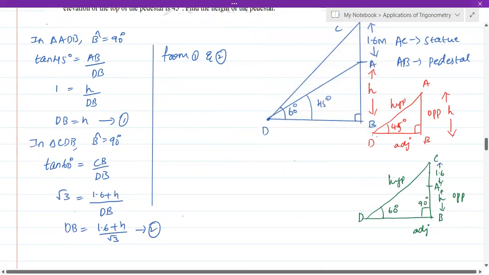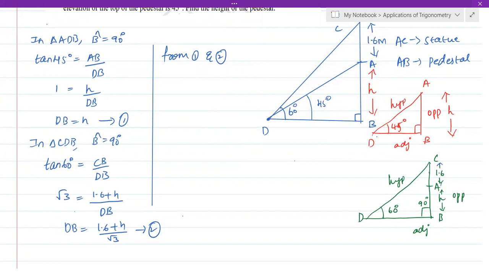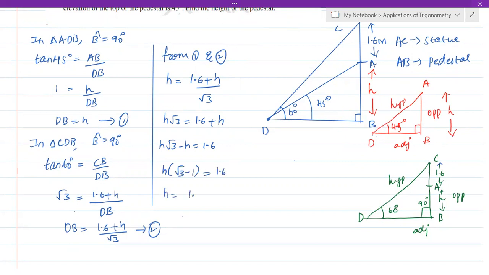Now from the equation 1 and 2, LHS and LHS are same. Therefore, you can equate RHS and RHS. H is equal to 1.6 plus H divided by root 3. So cross multiply. H into root 3 is equal to 1.6 plus H. So grouping the like terms, send this H to the other side. So it becomes H root 3 minus H is equal to 1.6. Here you can take H as common. So what is left out? H into root 3 minus 1 is equal to 1.6. Therefore, H is equal to 1.6 by root 3 minus 1.